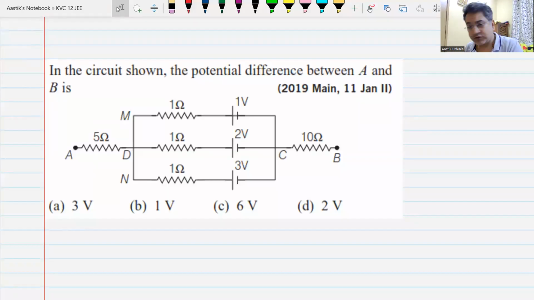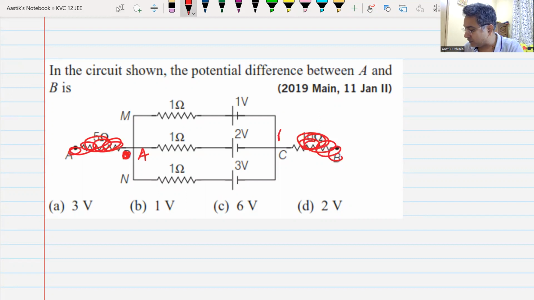Okay, so how are you supposed to do this? You have to find the potential difference between the points A and B. As you can see, between A and D, it's an open branch. Nothing can happen here. So there will be no current. So this point is actually not D. This point is actually A. Forget about this. This point, nothing is going to happen. So this point is B.